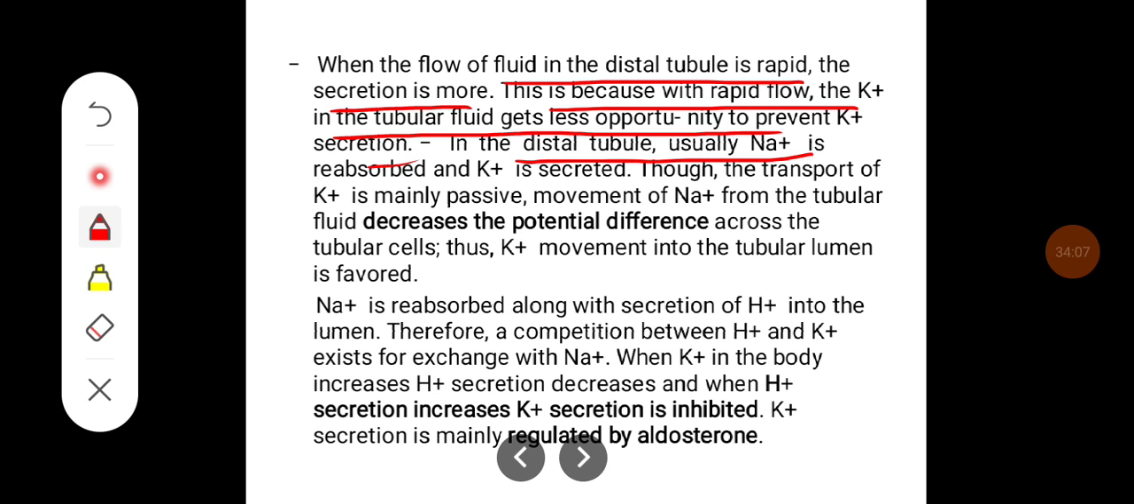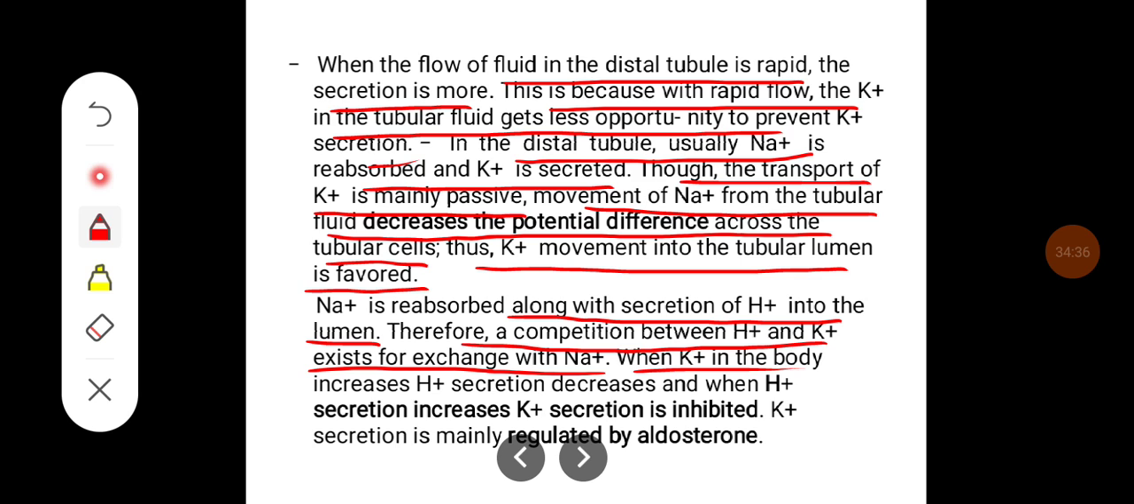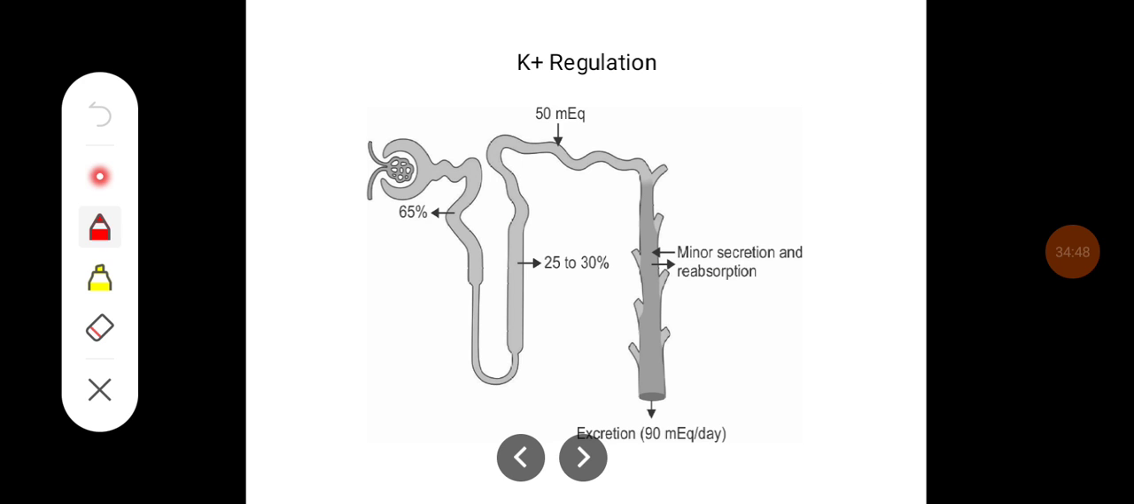In the distal tubule, usually sodium is reabsorbed and potassium is secreted. Though the transport of potassium is mainly passive, the movement of sodium from the tubular fluid decreases the potential difference across tubular cells. Thus, potassium movement into the tubular lumen is favored. The sodium is reabsorbed along with the secretion of H plus into the lumen. Therefore, a competition between H plus and potassium exists for exchange with sodium. When potassium in the body increases, H plus secretion decreases, and when H plus secretion increases, potassium secretion is inhibited. The potassium secretion is mainly regulated by aldosterone.